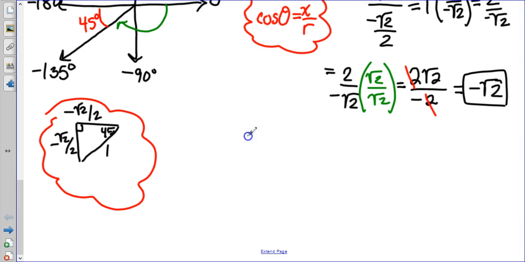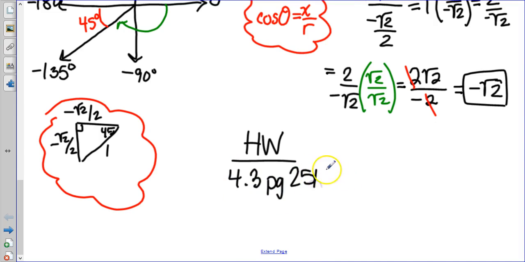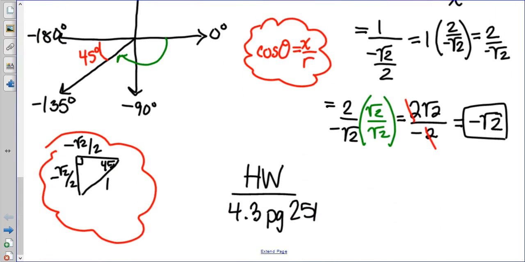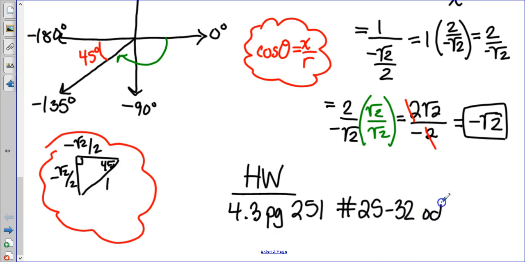To be super clear, the homework for tonight is 4.3, page 251. Did not mean to change the slide on you, sorry. Numbers 25 to 32, odd. Those should all definitely be doable.